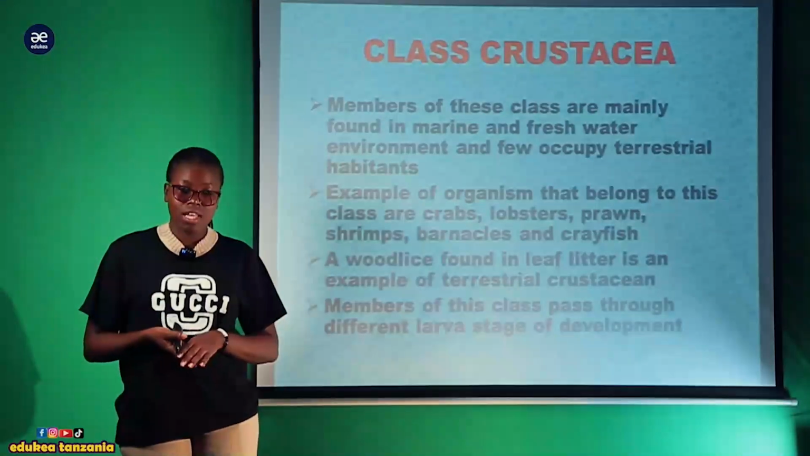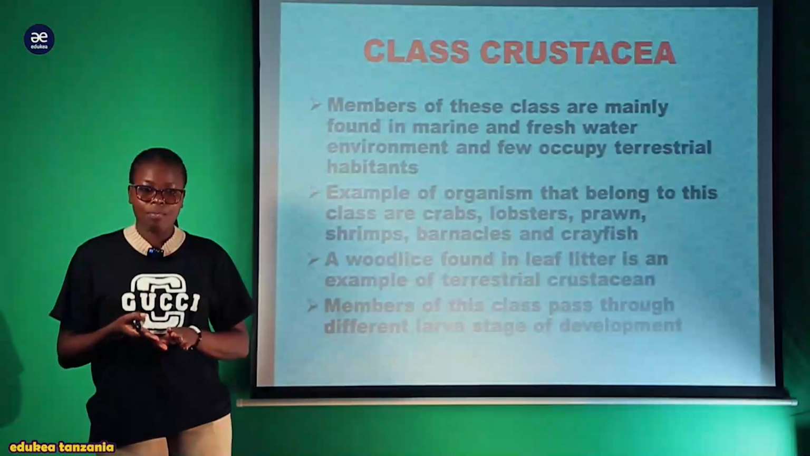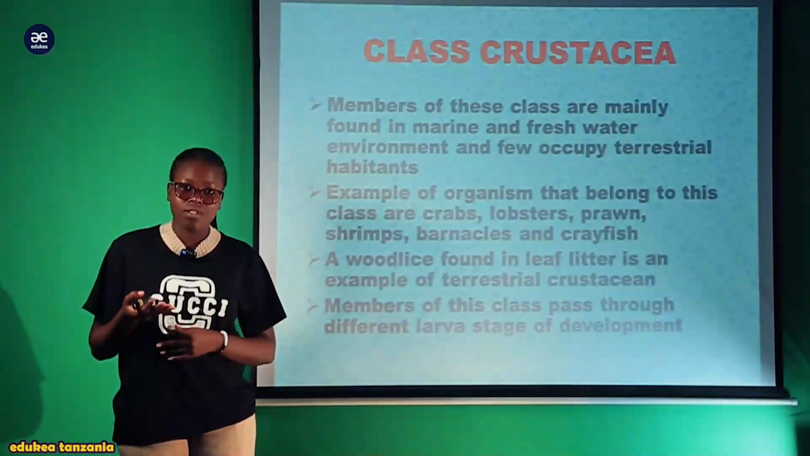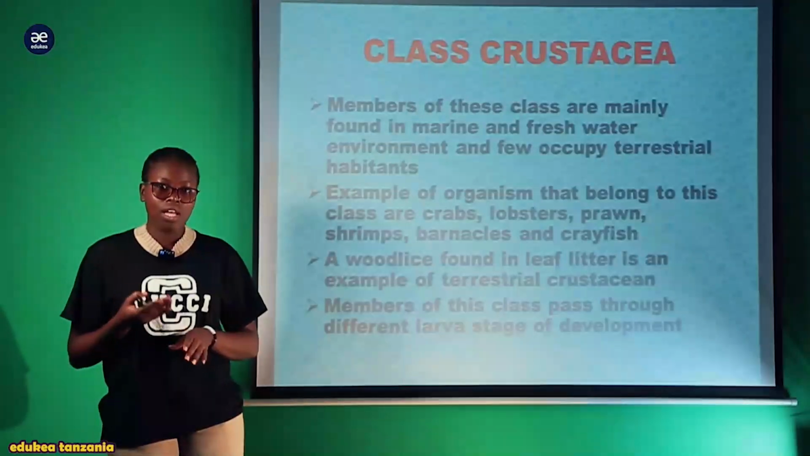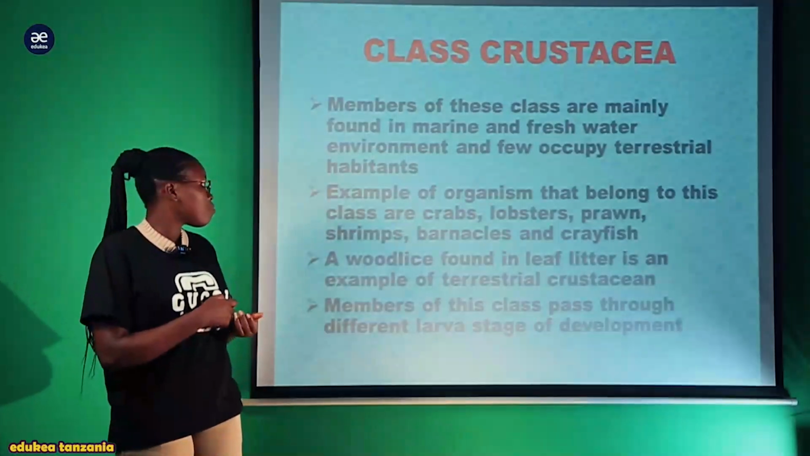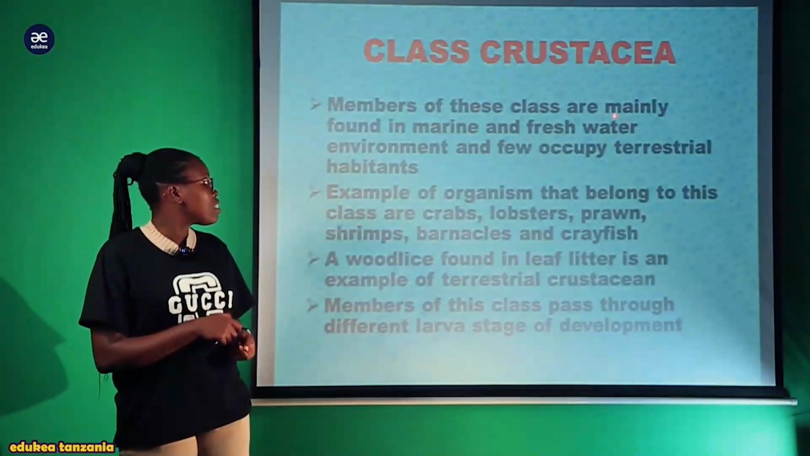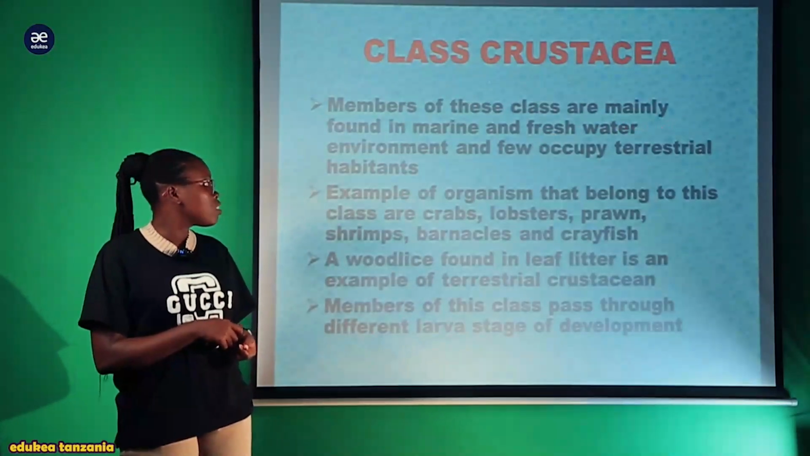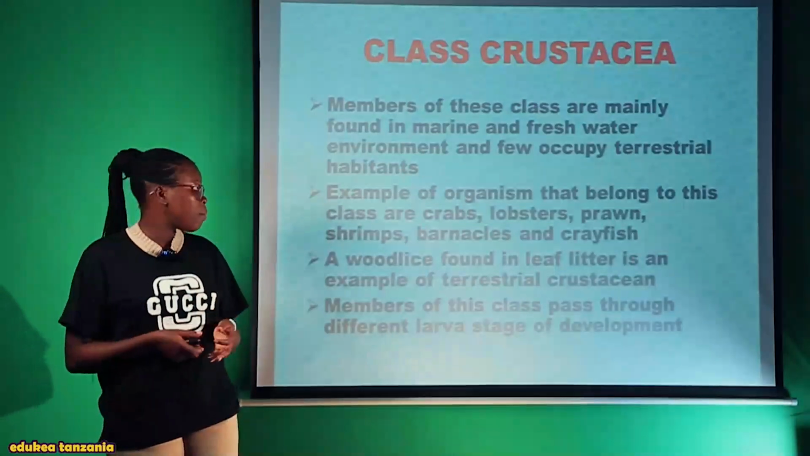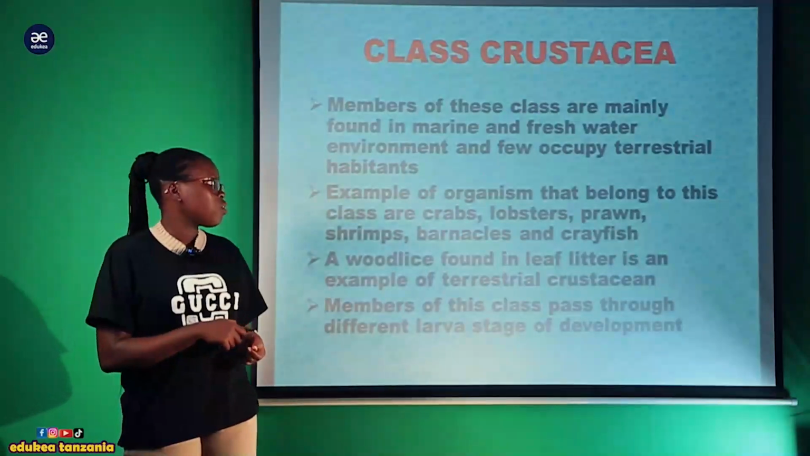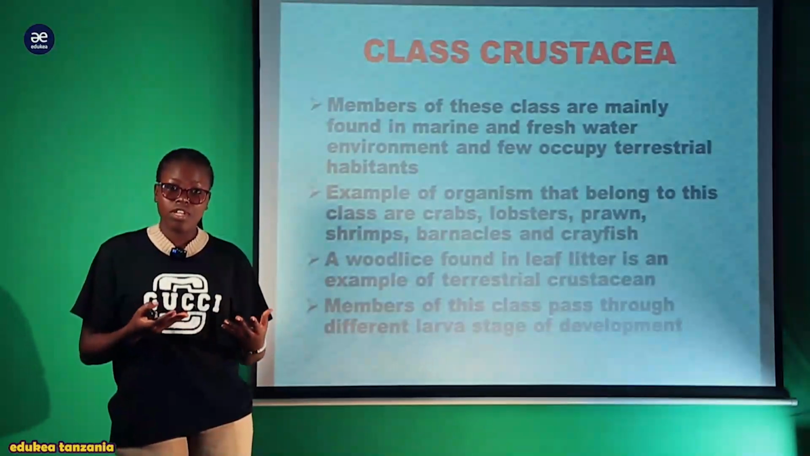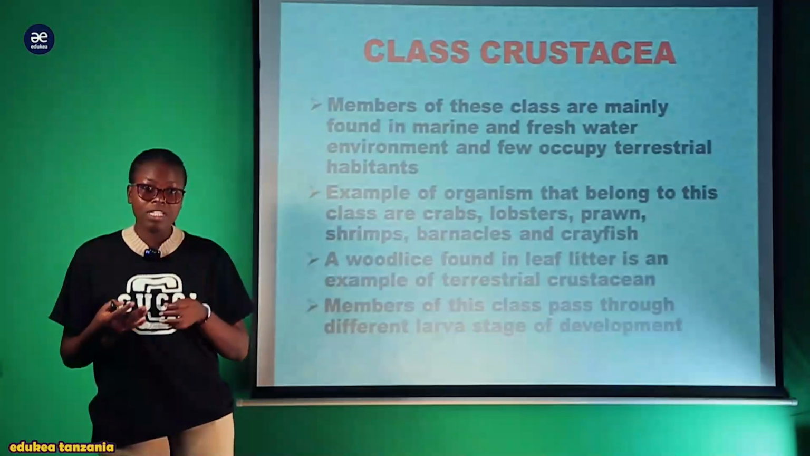Within the class Crustacea, the members present are crabs, lobsters, and other members which exploit aquatic habitats. The members of this class are mainly found in marine and freshwater environments, meaning that they are aquatic, and few occupy the terrestrial habitat. Most of them are found within the aquatic environment, either fresh or marine.